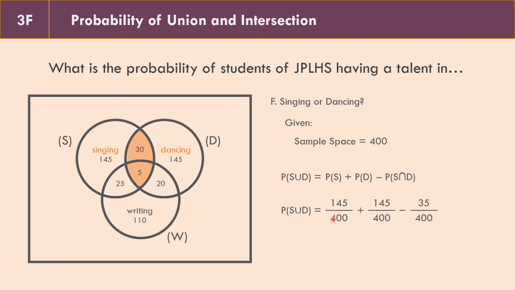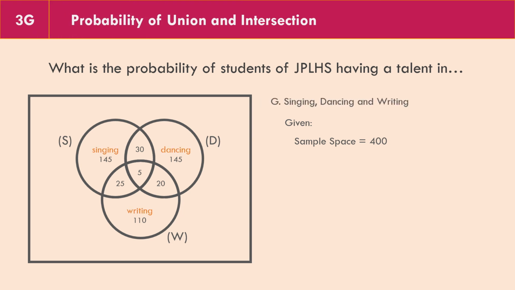So let us solve the numerator. 145 plus 145 minus 35, the answer is equal to 255, and then copy the same denominator. So let us get the lowest term of 255 over 400. The answer is equal to 51 over 80. How to get 51? 400 divided by 5 is equal to 80. 255 divided by 5, the answer is equal to 51.